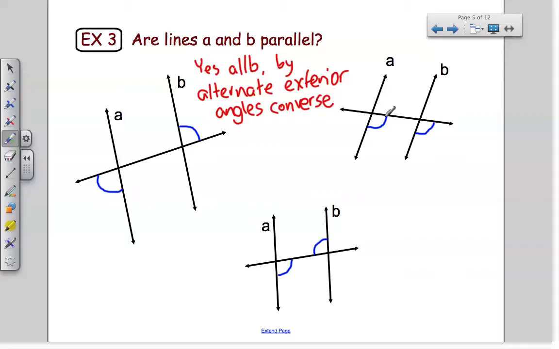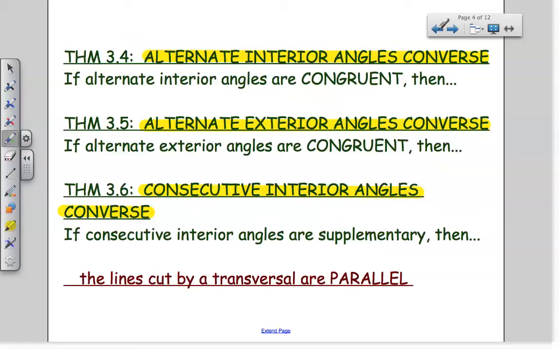Alright. What about here? Are lines A and B parallel? Well, I see two angles marked congruent. What kind of angles are these? I have this transversal, my two maybe parallel lines. These are corresponding angles. This is the very first one we talked about today. These corresponding angles are marked congruent. So yes, A would have to be parallel to B since corresponding angles are congruent.